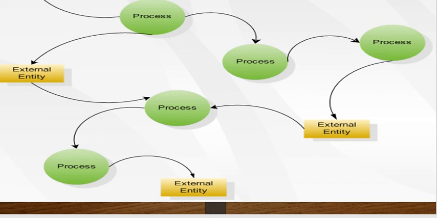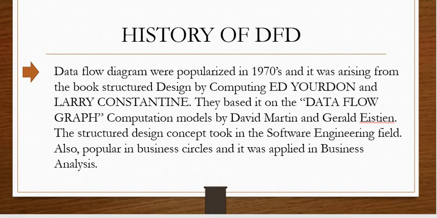Before we get to know what a data flow diagram is, let us quickly discuss its history. The concept was originally derived from graph theory and gained popularity in the 1970s when Ed Jordan and Larry Constantine released their structured design book, though it was David Martin and Gerald Estrin that coined this graph as data flow models with their academic research.